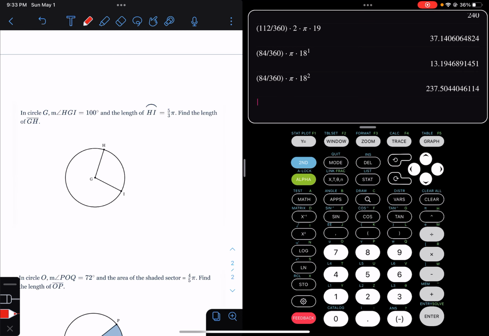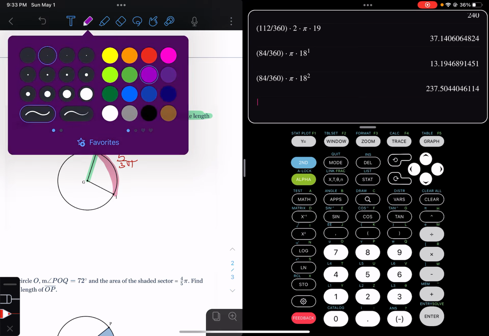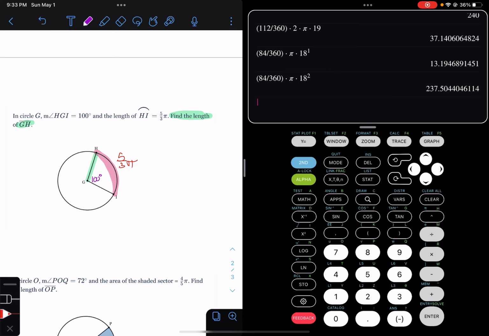Now for this one, they give you all this information. They want you to find the length of GH. Okay, so what you're looking for here is the length of GH. So essentially you're looking for the radius. And what they gave you was the arc length. They told you that your arc length is equal to 5/3 pi. Okay, and then they also told you that this angle here is equal to 100 degrees.